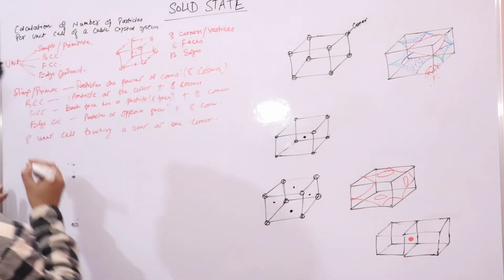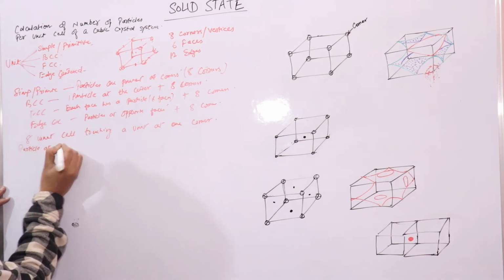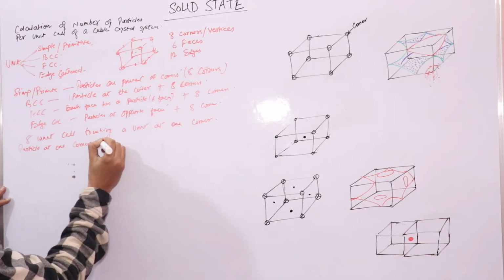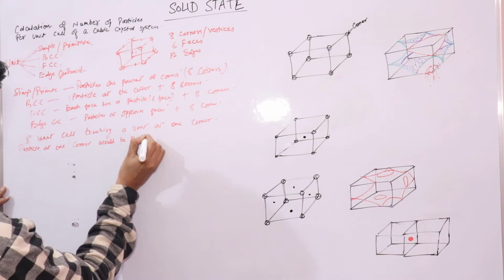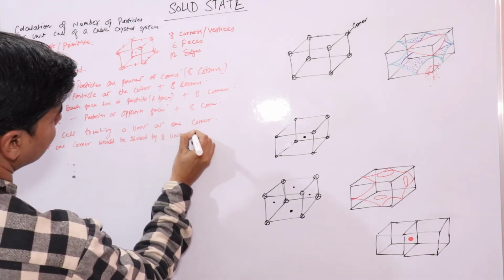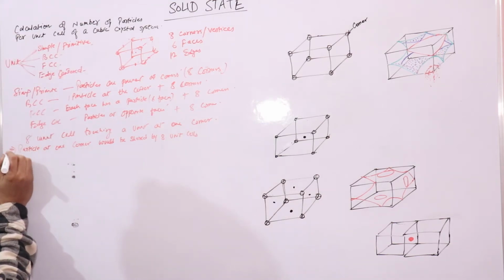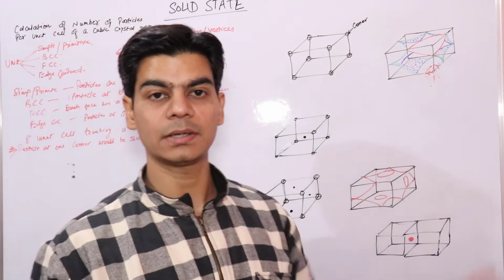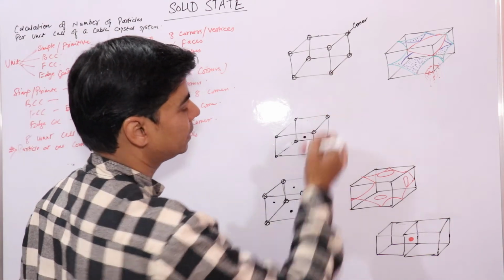So what I write is, the particle at one corner would be shared by 8 unit cells. This is very important to understand. The particle at one corner would be shared by 8 other unit cells.